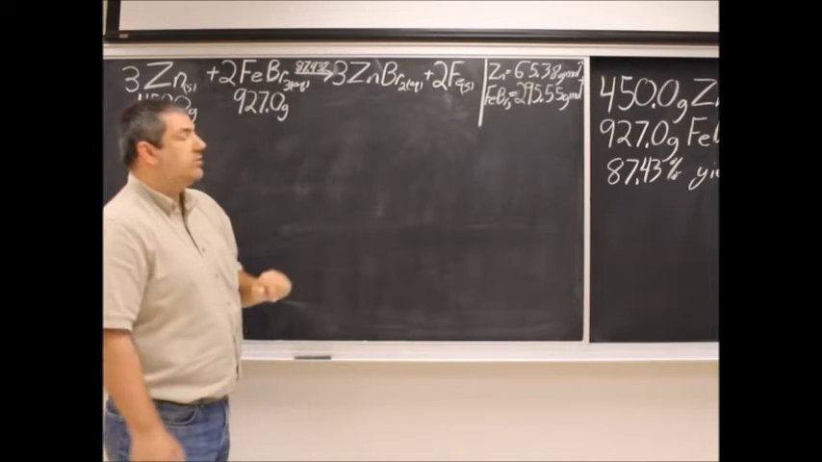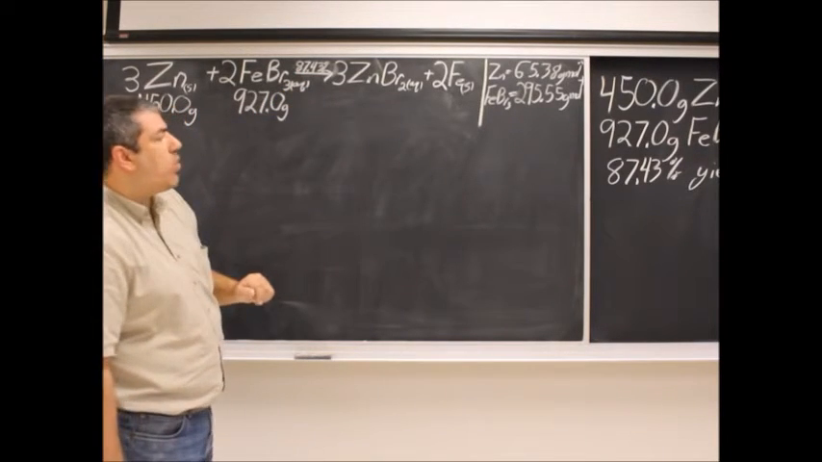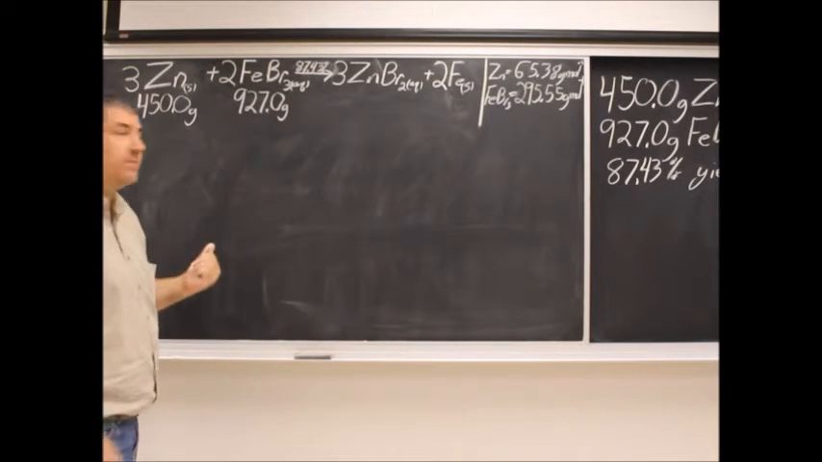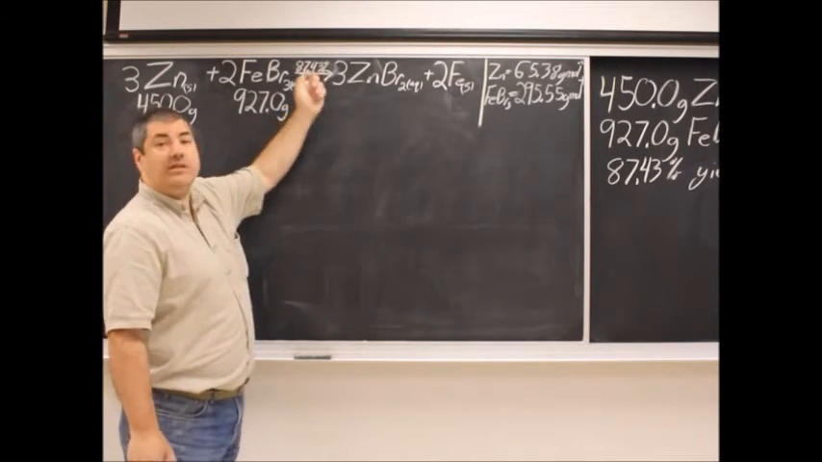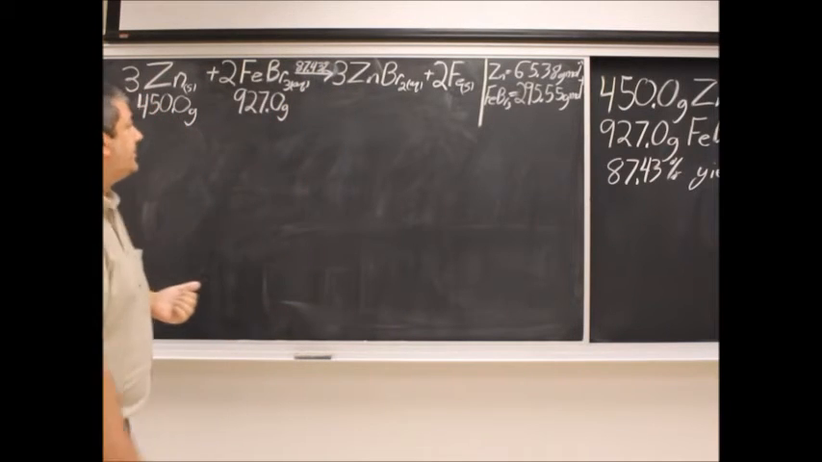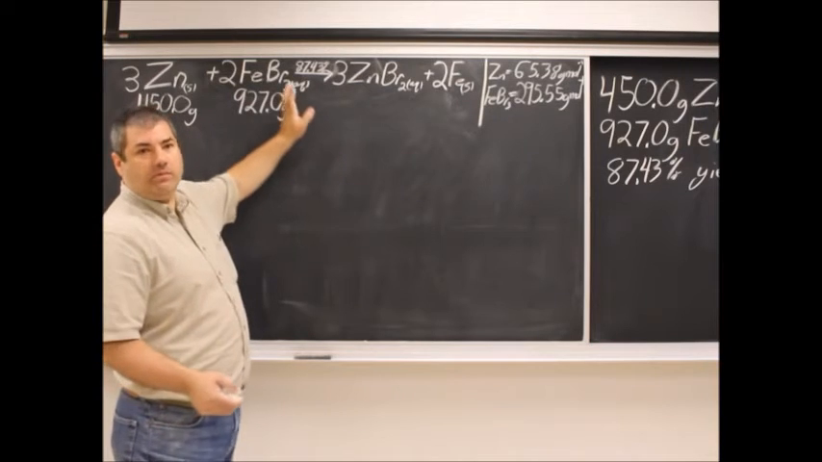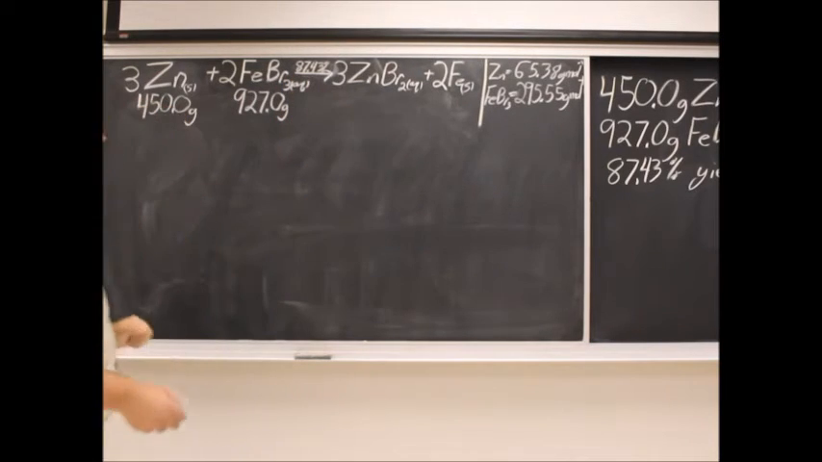And this reaction proceeds with 87.43% yield. So it doesn't proceed at 100%. Percent yields have to be determined by experiment. So there's no formula to get that unless you've actually done the reaction. So don't worry about where that number comes from.